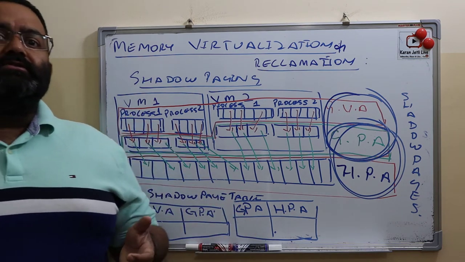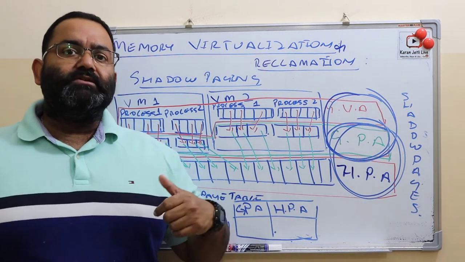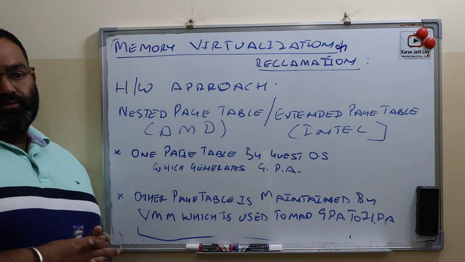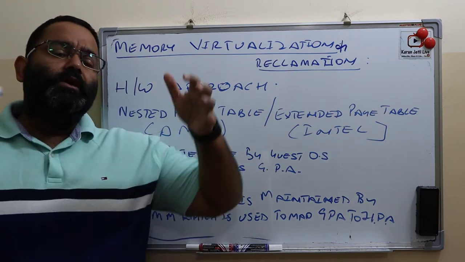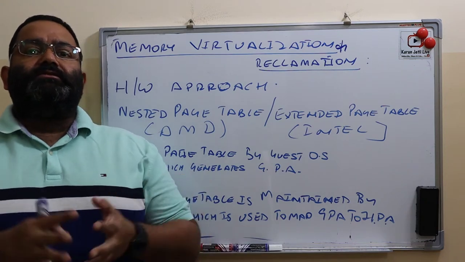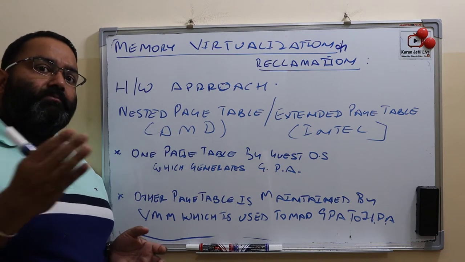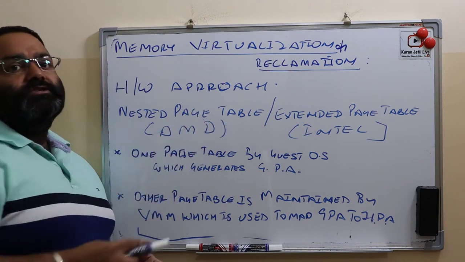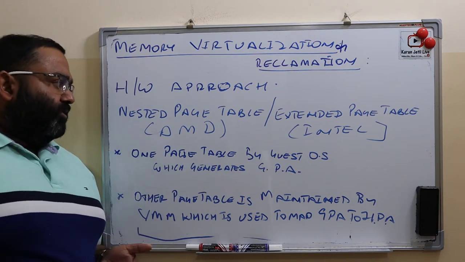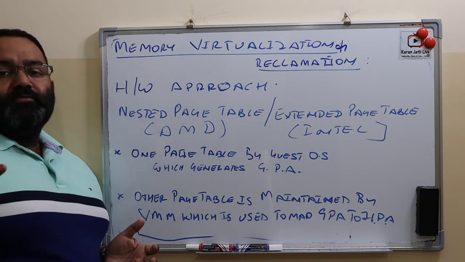And the next approach is the hardware approach. Okay, now what is the hardware approach? We will discuss it in the next part. So guys, the next approach is the hardware approach. In this, we add additional hardware which manages all address translation. Okay, so for the hardware approach, depending on the machine, AMD uses a nested page table, and Intel uses an extended page table.